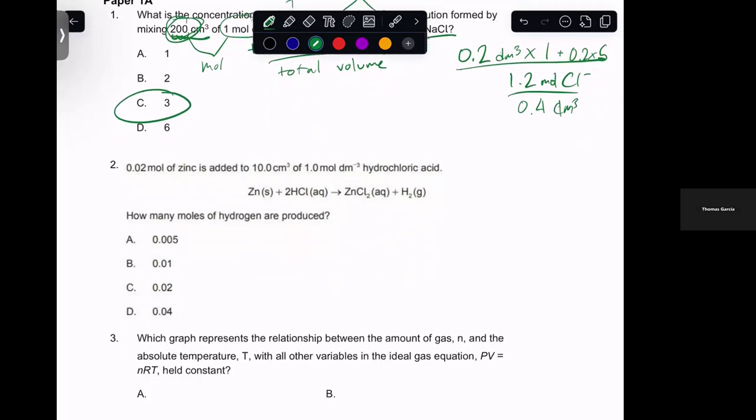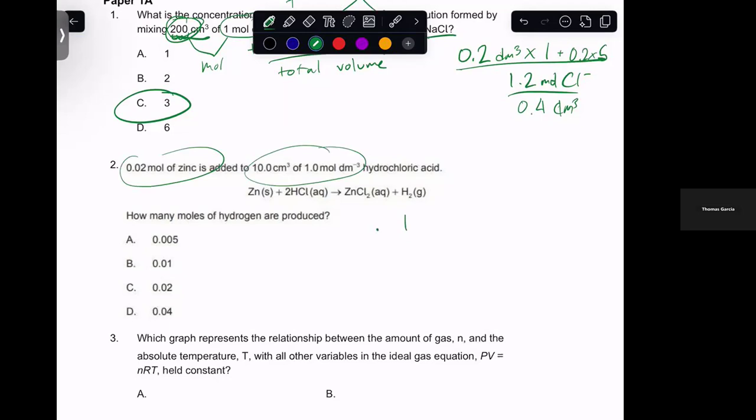All right. Number 2, 0.02 moles of zinc is added to 10 centimeters cubed of 1.0 molar hydrochloric acid. How many moles of hydrogen are produced? Well, to do this, we have to find out first which is the limiting and which is the excess reagent here. So I have 0.02 moles of zinc, and I need to see how many moles of hydrochloric acid I have, so I can compare my molar values.